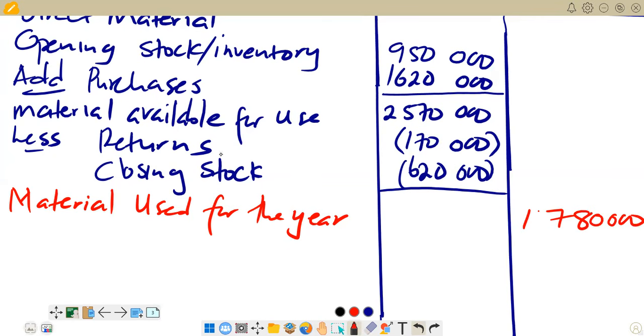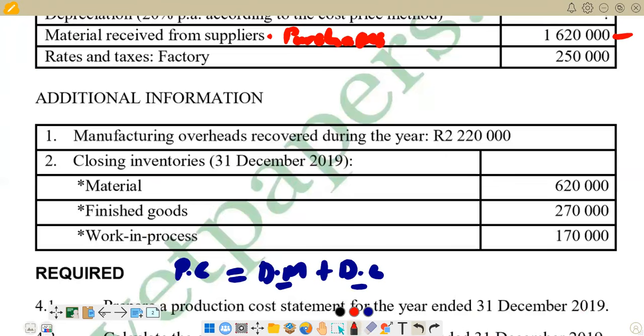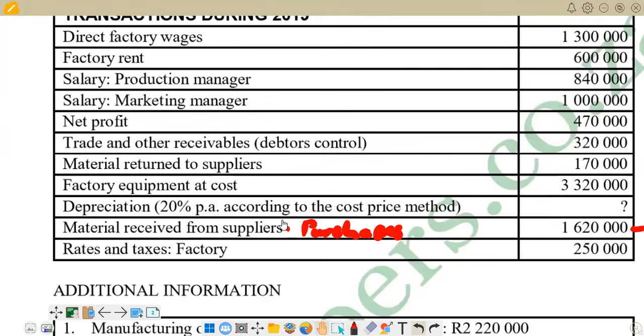And remember, we said the first thing that we do in this production cost statement is to find the figure for prime cost. And prime cost, we find it by saying direct material plus direct labor. So the material that we were calculating is the direct material. So now we go to direct labor. Here now we are supposed to have direct labor, and then we go to the question to try to find out what figure we have for direct labor.